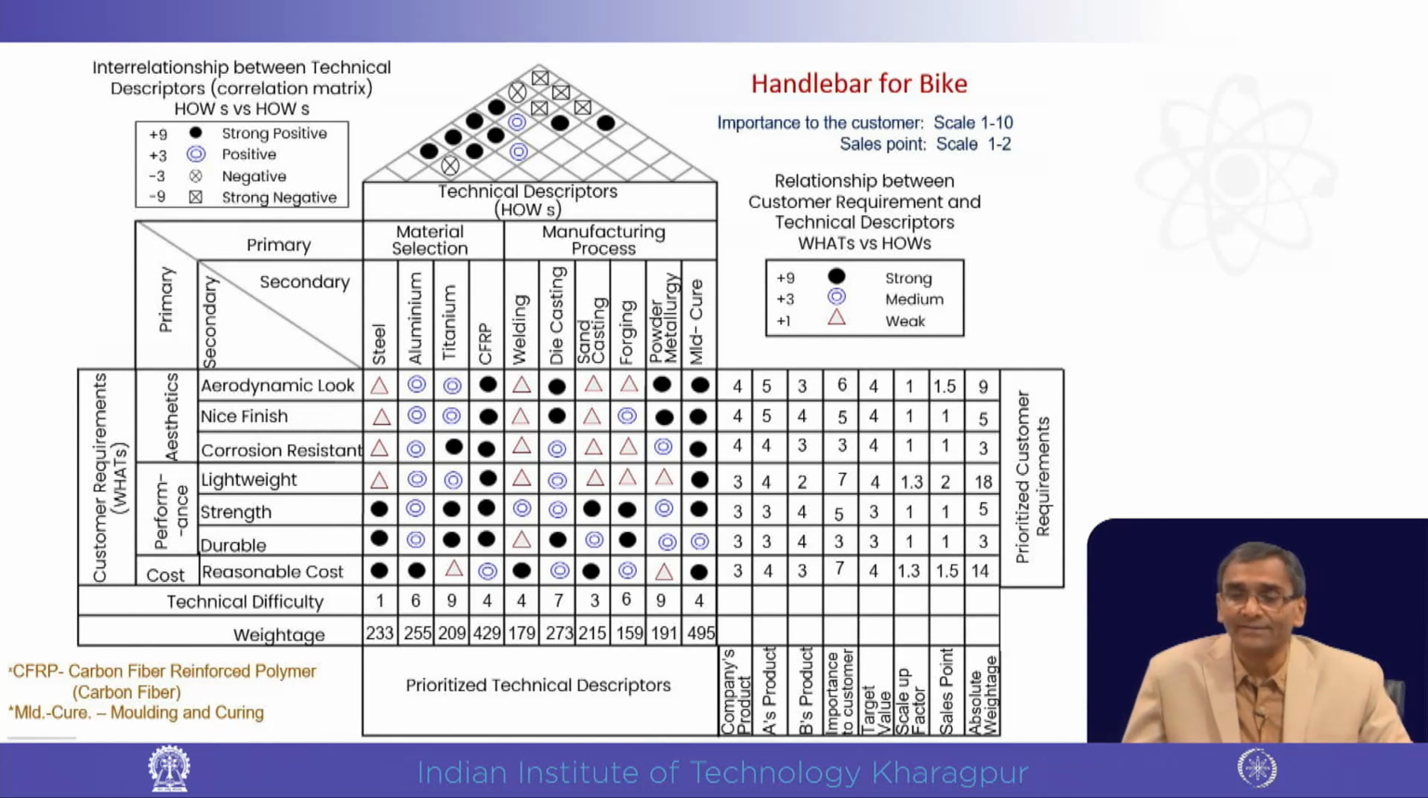Next column, if you see, scale up factor. What is the scale up factor? Scale up factor is the ratio of the target value and the present performance. For the aerodynamic look, if we see the first row, the target value is 4, the present performance is 4. So, what is the scale up? There is no scale up. 4 by 4 is equal to 1. So, here the scale up factor is 1. Clear? Similarly, say for example, the lightweight. In the lightweight case, the present rating is 3, but the target value is 4. So, it is 4 by 3, that is 1.33, which is rounded as 1.3 here.